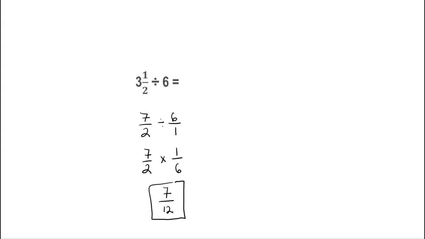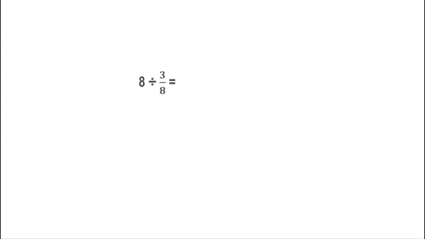All right, let's try one more. What happens if my whole number is first? So 8 divided by 3/8. So again, try pausing the video and trying this one on your own. So the first thing I'm going to do is I'm going to rewrite 8 as 8 over 1, divide by 3 over 8. 8 over 1 stays the same, multiplication, and then 8 over 3. 8 times 8 gives us 64 over 3. So if you wrote that as your answer, congratulations.